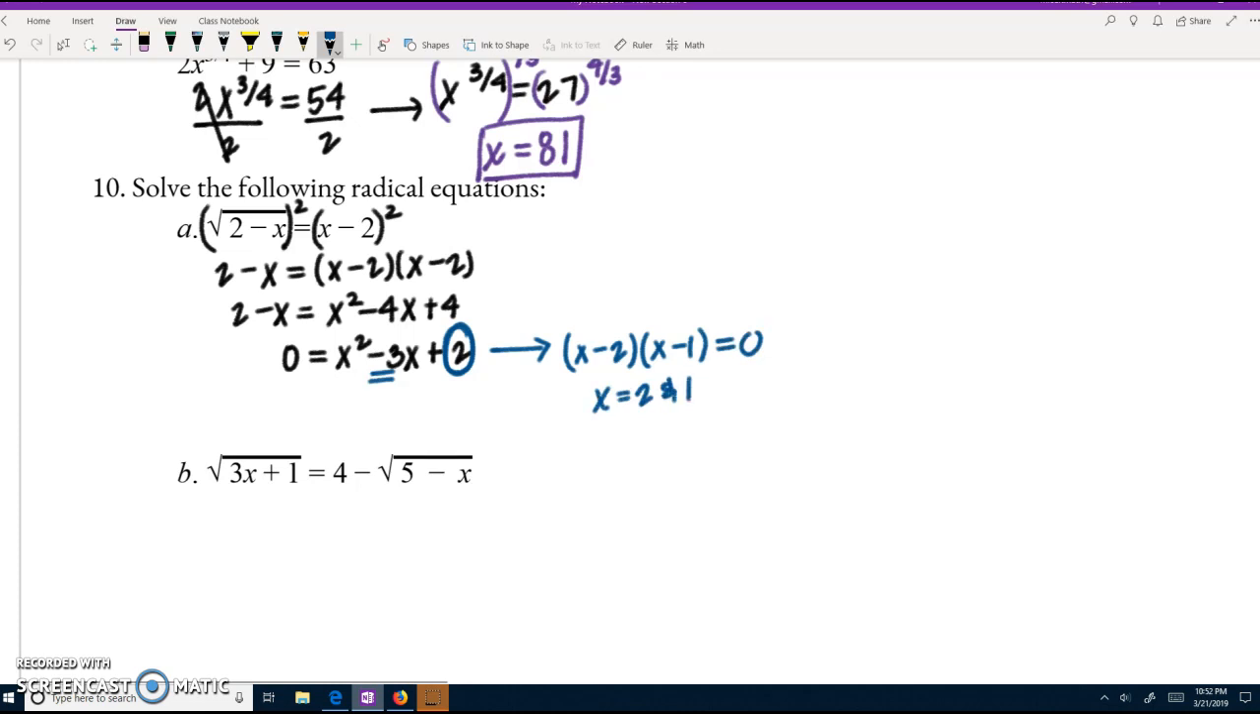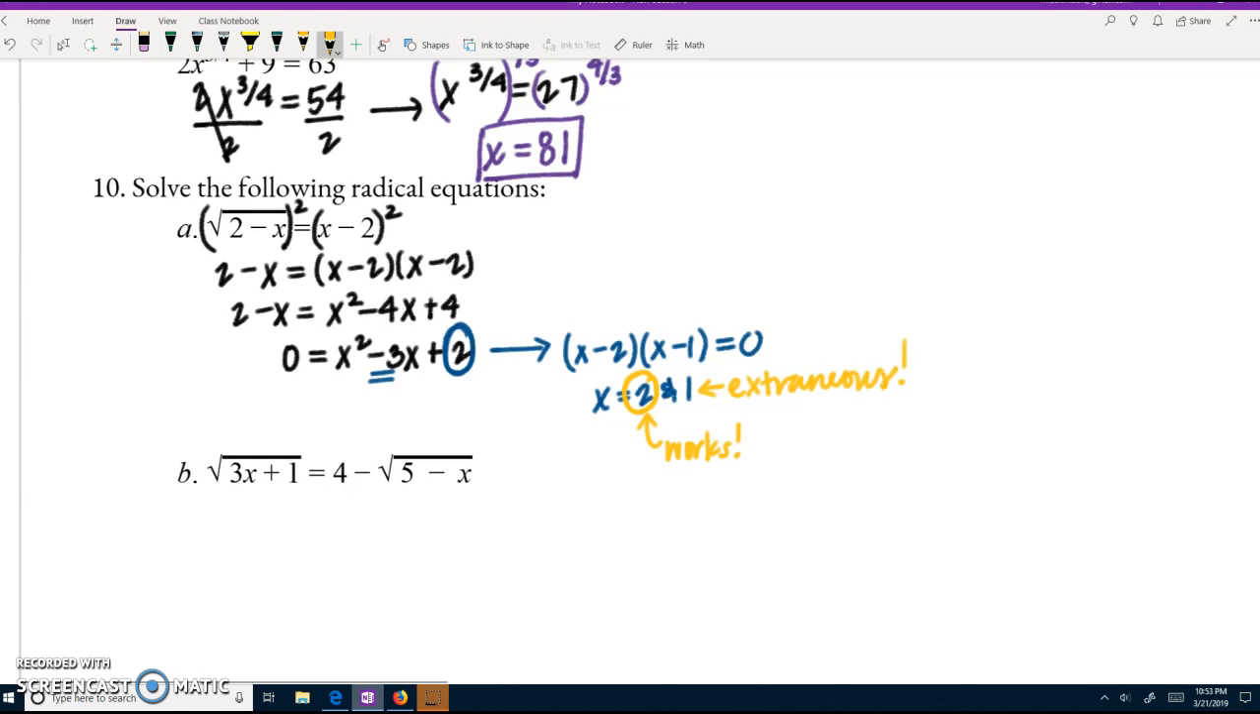Now, just like we talked about in class, one thing that we need to do is make sure that when we plug both values back in, we check to see whether we have any extraneous solutions. If we plug 2 back in, that is going to check out. But if we plug 1 back in, it's not going to work, because the principal square root value of 1 is not going to be equal to the negative 1. So this is our extraneous solution here.